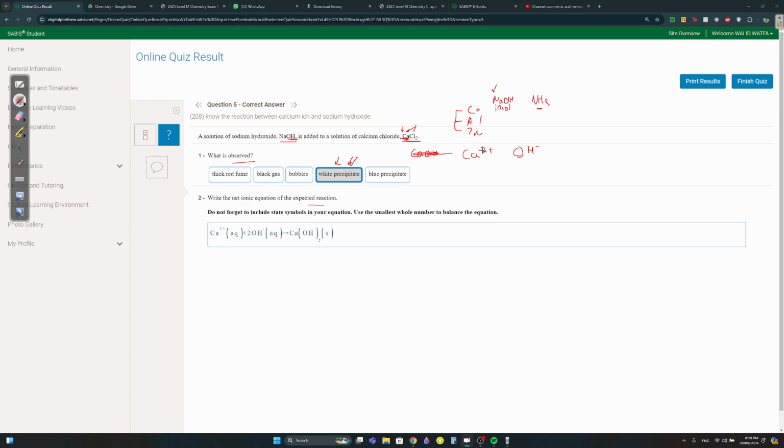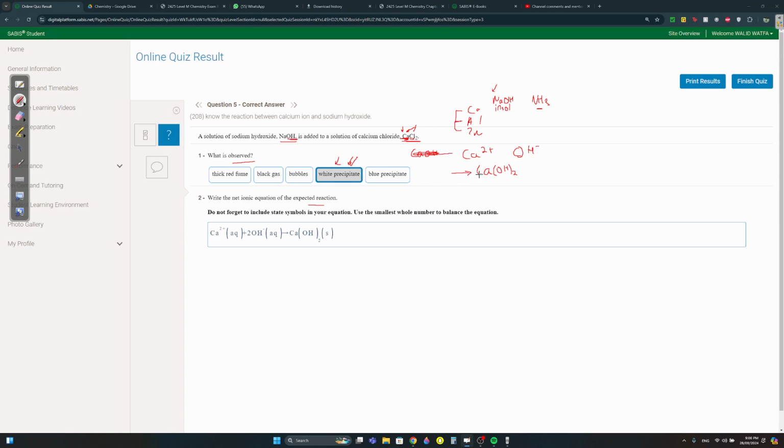How do you know it's 2+ for Ca? It takes the charge of the second subscript, right? And at this point, you should memorize the charges and check the periodic table. Calcium is in group 2. Anyway, you crisscross, and you're going to get Ca(OH)2.